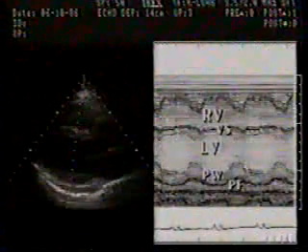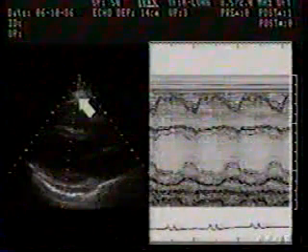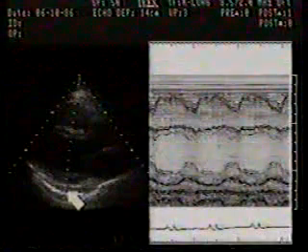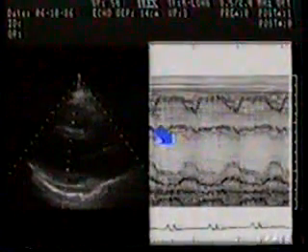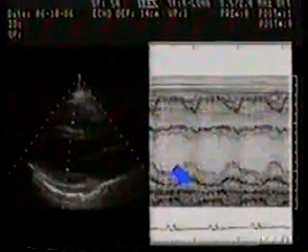This 56-year-old female also has a small pericardial effusion. The M-mode cursor crosses the small anterior and posterior echo-free spaces. This is the resultant M-mode. This is visceral pericardium, and this is parietal. The clear space between them is the small pericardial fluid collection.